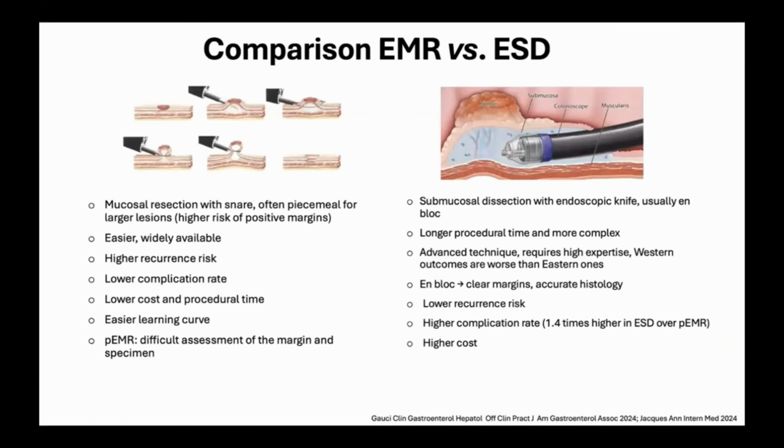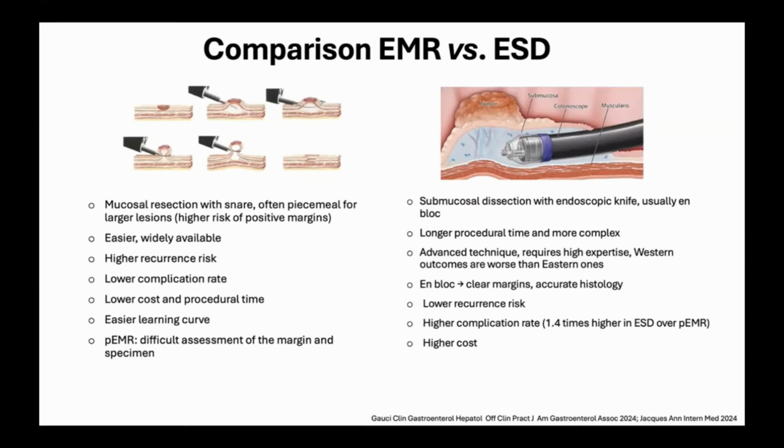Now, let's discuss briefly EMR and ESD. So EMR, as you know, you inject underneath the lesion in the submucosal space, you elevate the lesion, place the snare around, and remove the polyp. If you have a large lesion with piecemeal EMR, you have to remove the polyp piece by piece. ESD is instead, you inject underneath the lesion, and then with a knife, you dissect underneath the lesion and you remove the lesion en bloc.